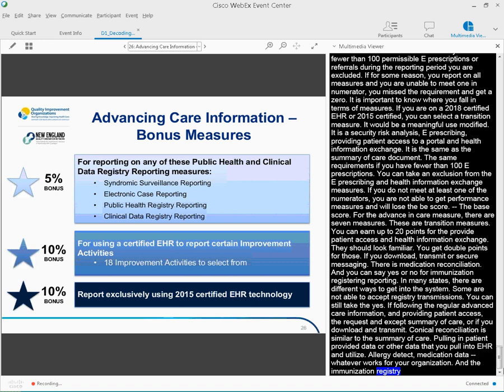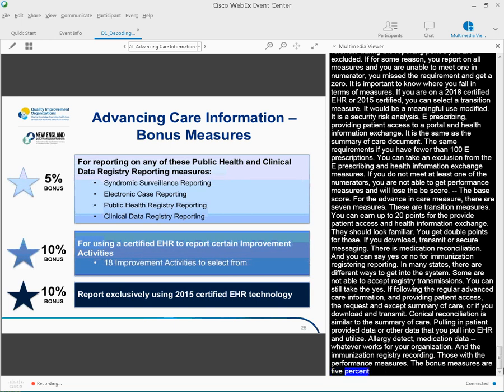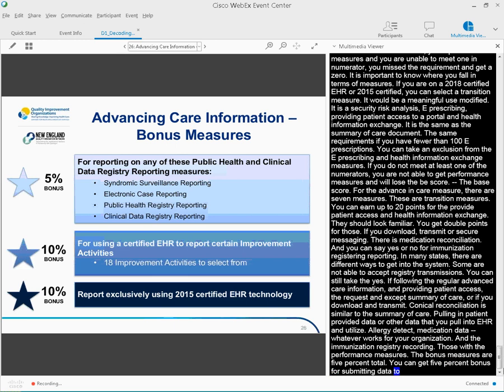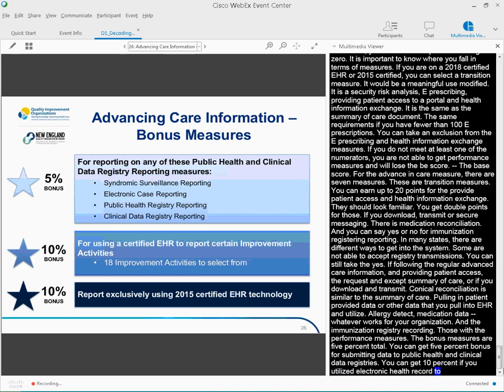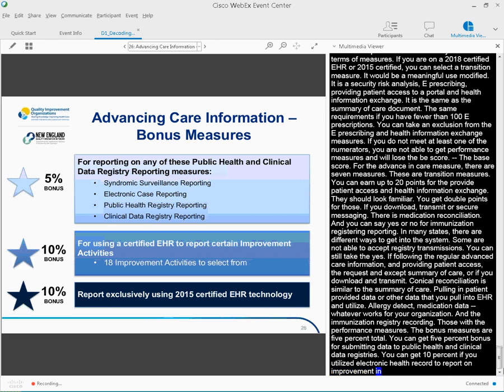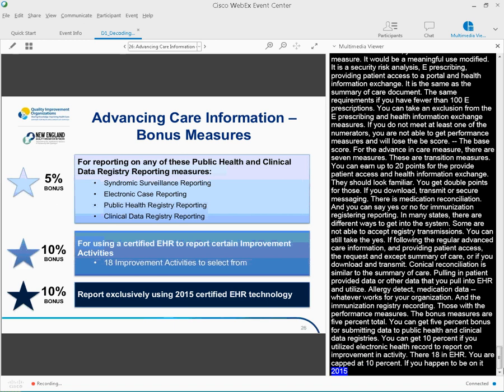The bonus measures are for 5% total, even if you report to more than one. You can get a 5% bonus for submitting data to public health or clinical data registries. You can get a 10% bonus if you utilize your electronic health record to report on an improvement activity. There's 18 that pull in the EHR. You are, again, capped at 10% bonus for that. And then if you happen to be on a 2015 certified EHR system, you actually get an additional 10% bonus. So it's kind of nice. If you've worked to get onto the 2015 certified system, you'll get a little bit of a bonus.